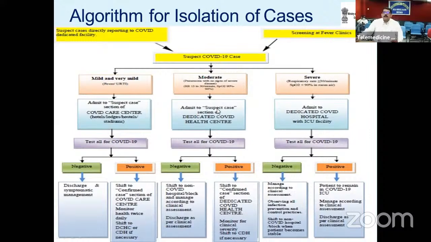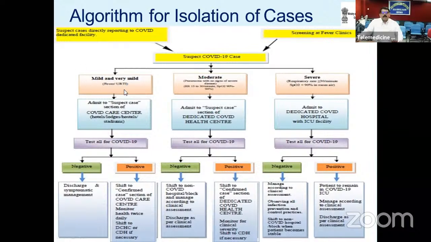Here, if they're asymptomatic, they can be left on day 10. Here, they'll be kept till the symptoms subside. And most importantly, they have to be tested once before discharge. So this is the algorithm for the isolation of cases. Here, one thing I'll add, this mild and very mild patients, not moderate, not a patient who is diabetic, hypertensive, heart disease, malignancy, or pregnancy, not child.